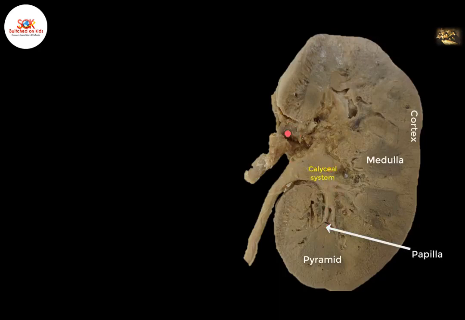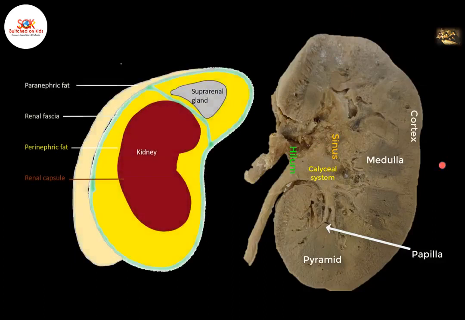This is the site of the hilum of the kidney, where you can see blood vessels as well as the ureter entering into the kidney, and the space is called the sinus of the kidney. It is stuffed with fat as well as the branches of the blood vessels. The fat comes from the fat that is present around the kidney, the perinephric fat.